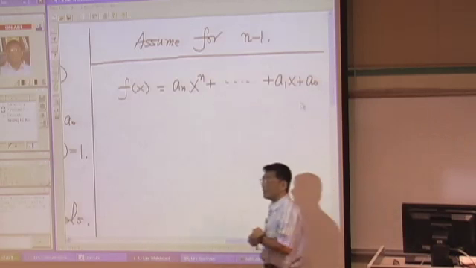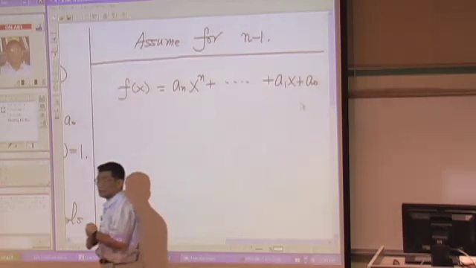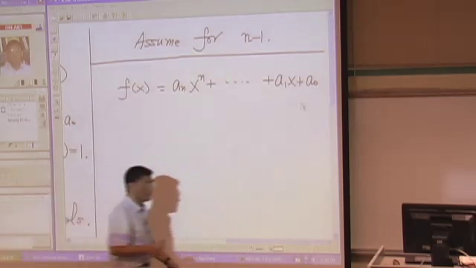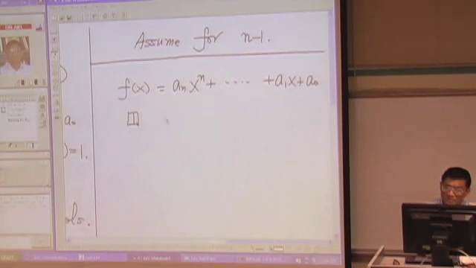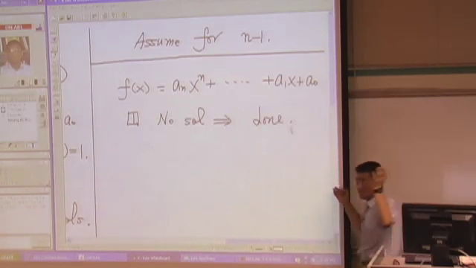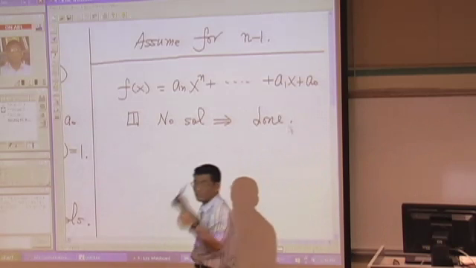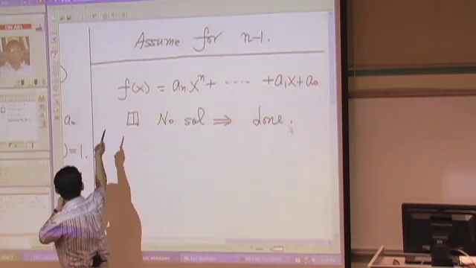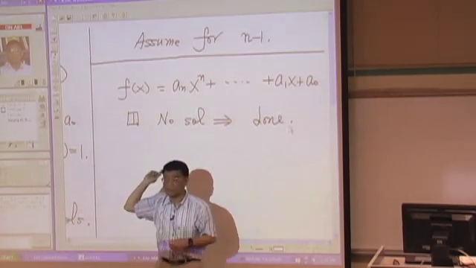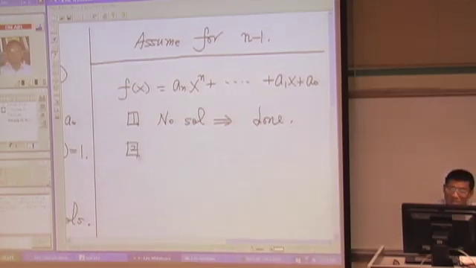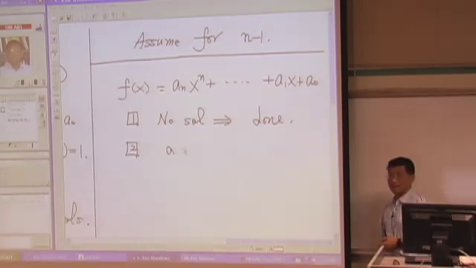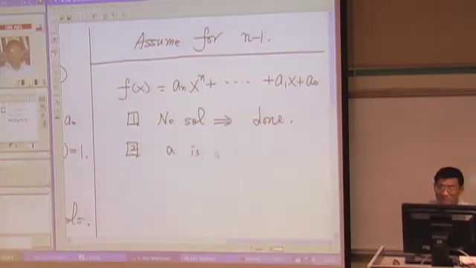Then assume that there is no solution. So there are 2 cases. Assume that there is no solution, then the proof is done, because at most n, but there is no solution, so it is already done. If there is no solution for f, then it is done. Assume that there is a solution, say A. Assume that A is a solution.